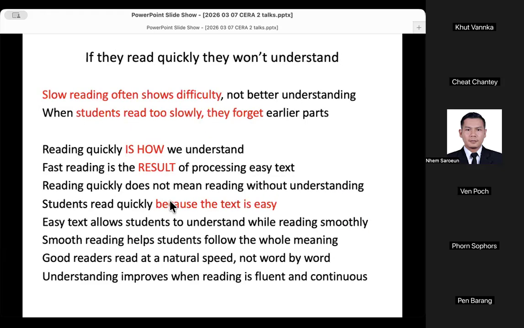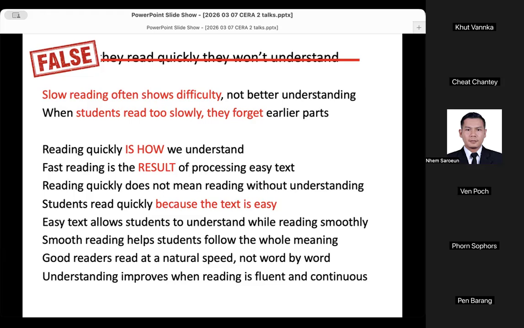People will be thinking, well, if they read quickly, they won't understand. No, that's absolutely false. If you remember, when you're reading in your first language, you're reading quickly and smoothly. That's how you understand. If your brain is stopped by new word, new word, new word, new grammar, new word, you're not really understanding. Reading slowly is a problem because it shows difficulty, right? It does not show better understanding.